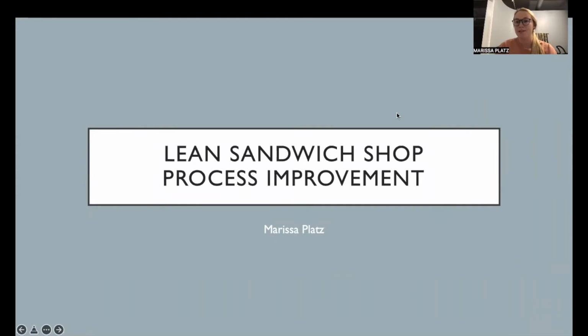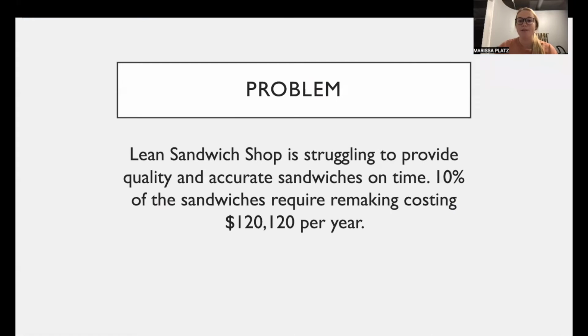My name is Marissa Platts, and I am proposing a process improvement for Lean Sandwich Shop. Right now, Lean Sandwich Shop is experiencing a problem with the quality and accuracy of their orders. 10% of the sandwiches require being remade, which is costing the company around $120,000 per year.